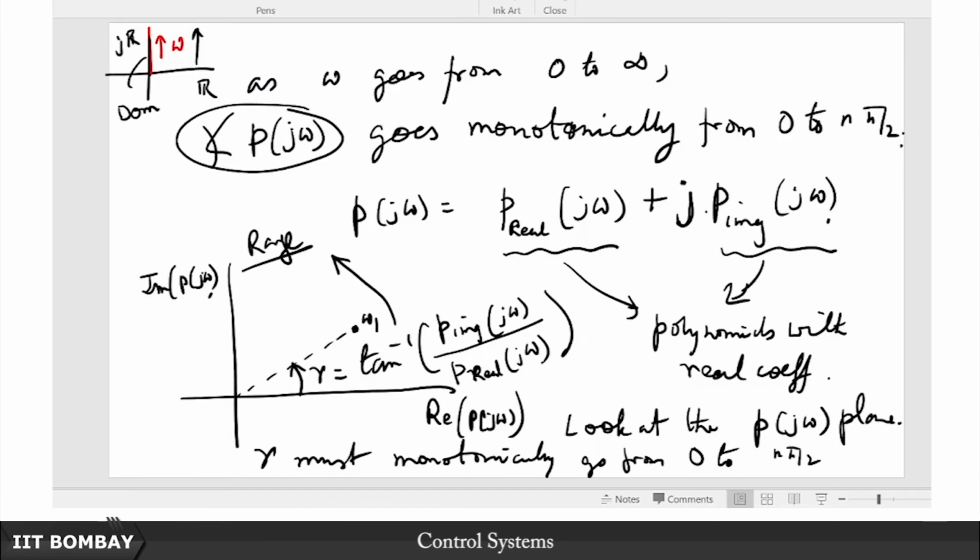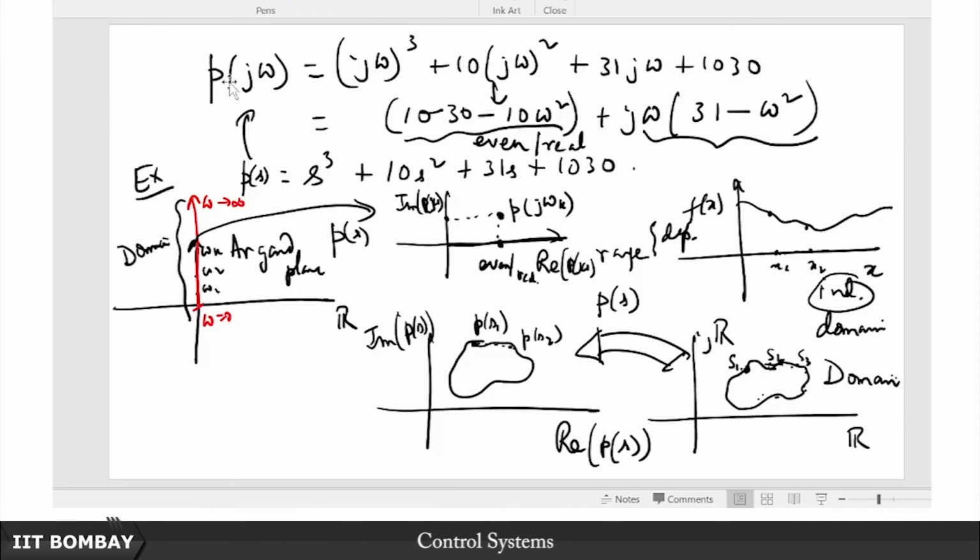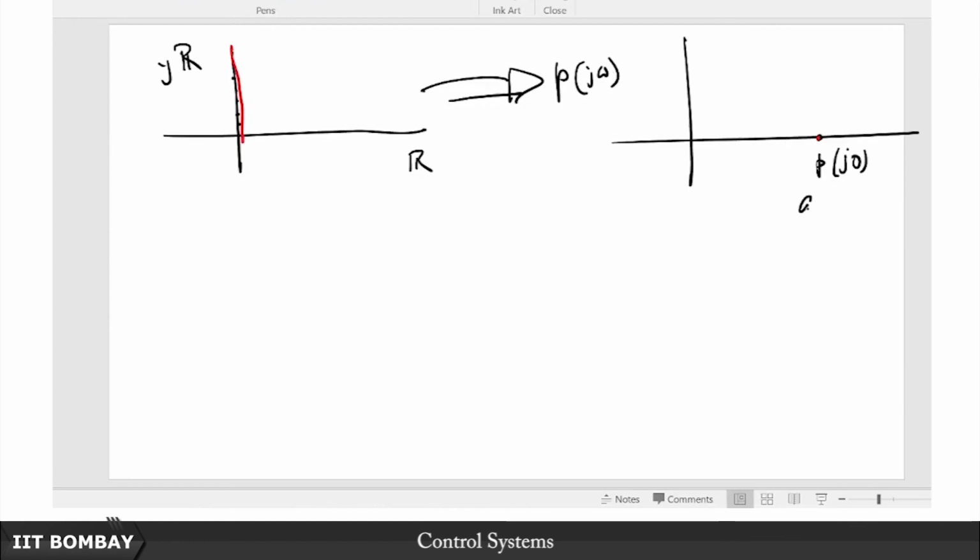We are assuming without loss of generality that an is positive, just like here an is 1. So we are assuming that an is greater than 0. Therefore it starts from the positive real axis, and as you keep increasing, this must go in this direction. We are not bothered about the magnitude of this. But the fact is that it must go monotonically. The phase increase means it must go in the counterclockwise direction.